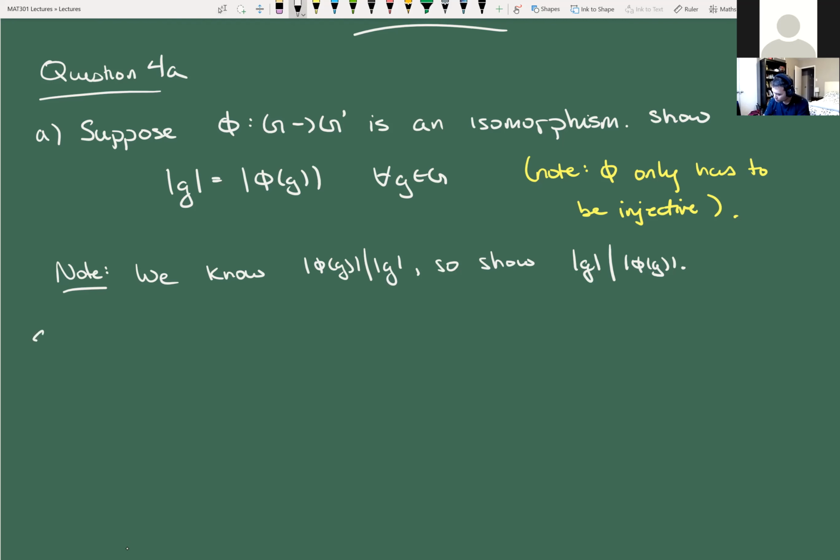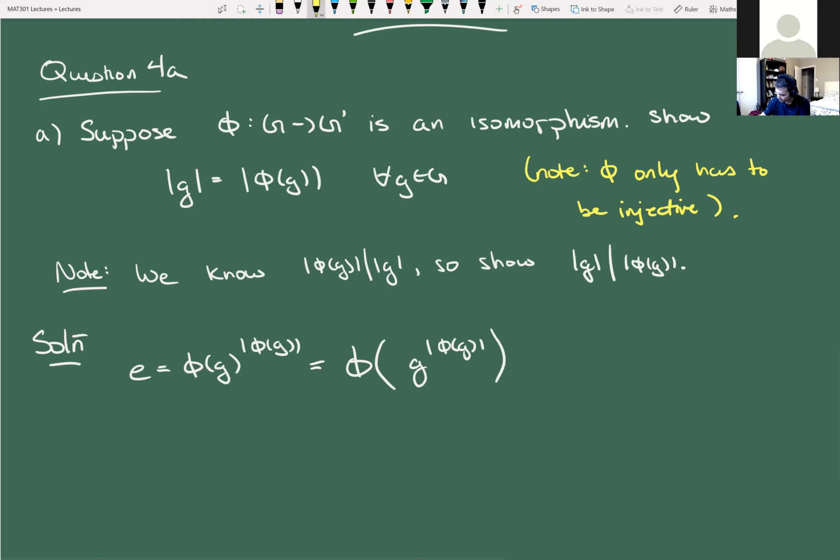So what I'm going to do is say, well, we know that this is true. If I take phi g and raise it to the order of phi g, that's the identity, right? And then I know as well that I can take that phi inside because this is a group homomorphism. So because this is a group homomorphism, let me draw my brackets really, really big here. I can put that inside like so.